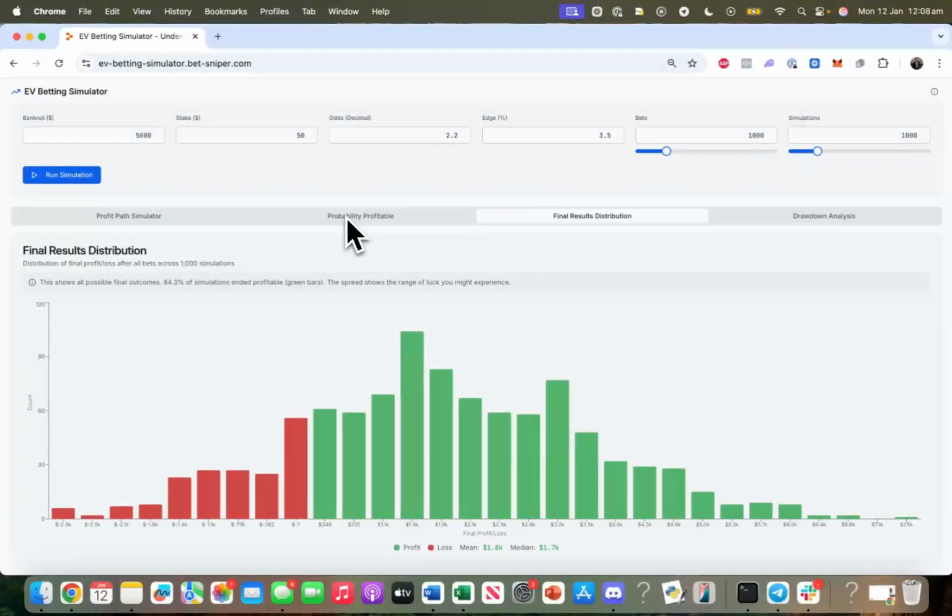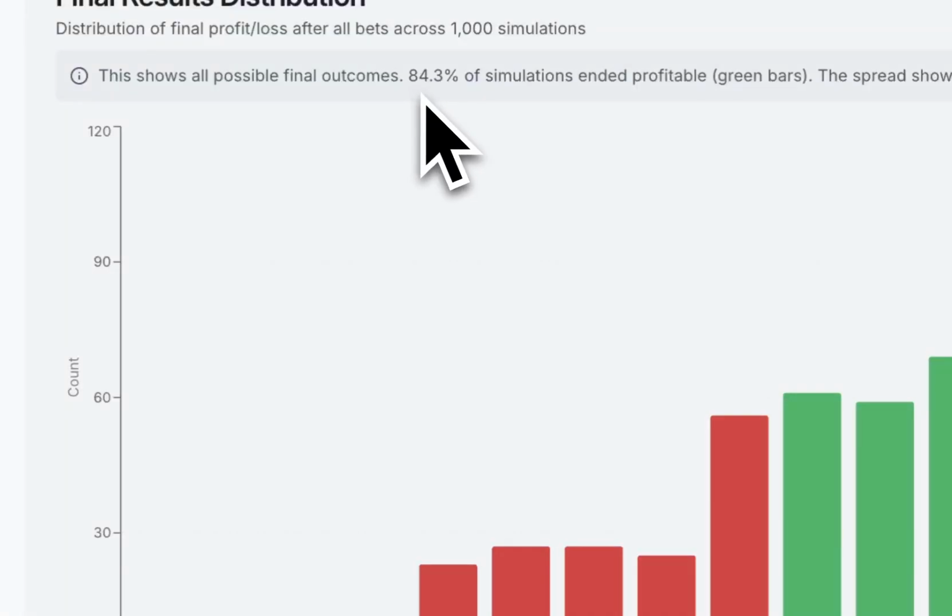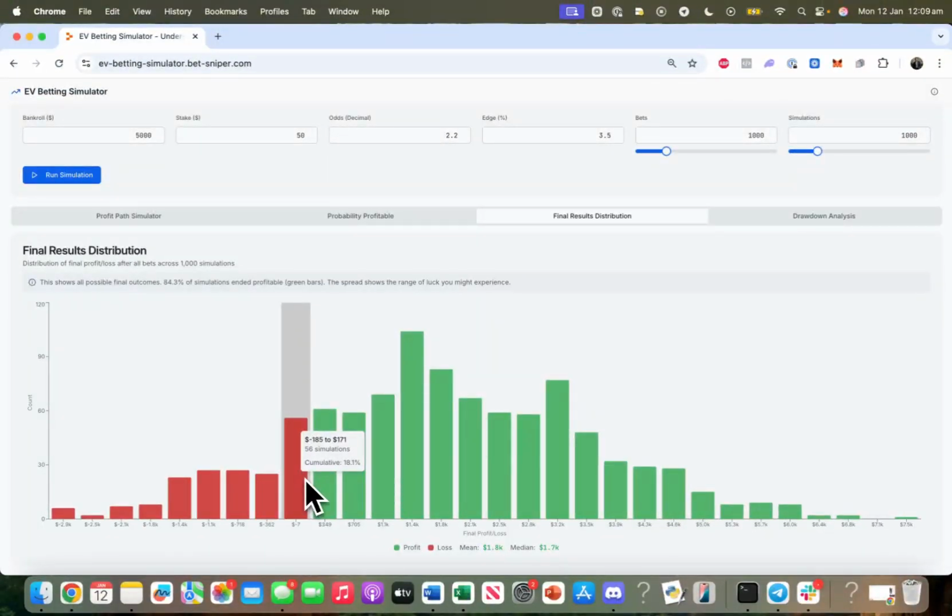which is the red, even though you had a positive EV strategy. So with this strategy we just looked at, the simulation says 84% of the time you are profitable. So that means 16% of the time you are not profitable.